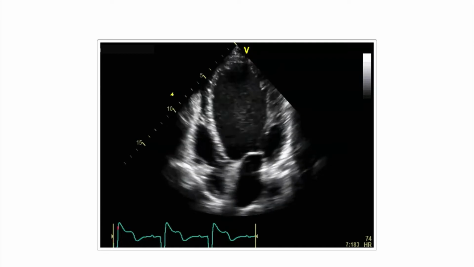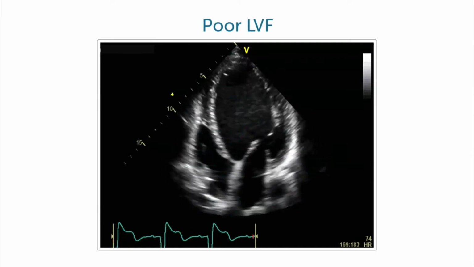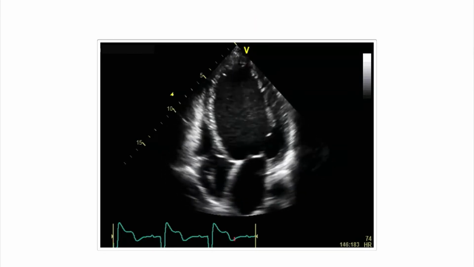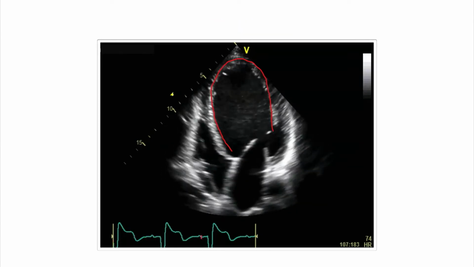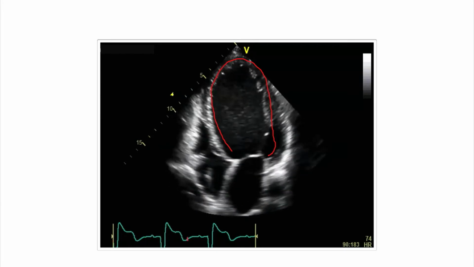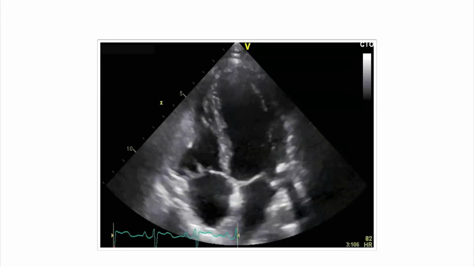Here's another example of very reduced left ventricular function in the context of a dilated ventricle. Just note how round this ventricle is here. This will be something that we'll talk about in the chapter on left ventricular dysfunction.